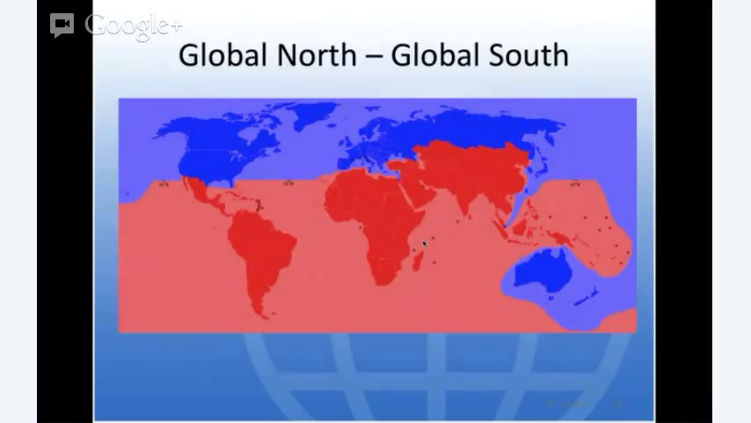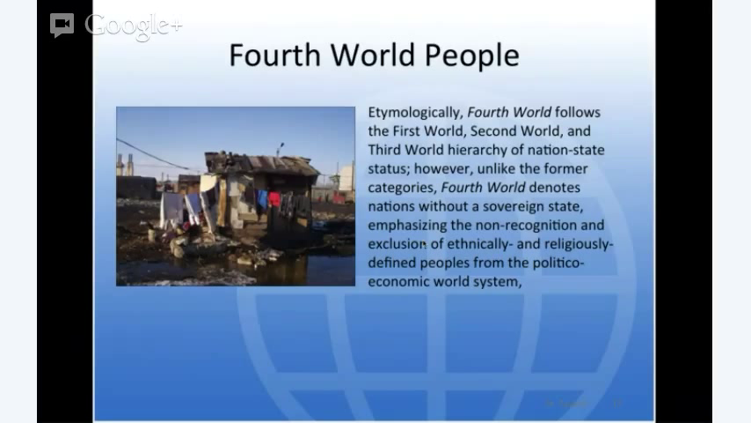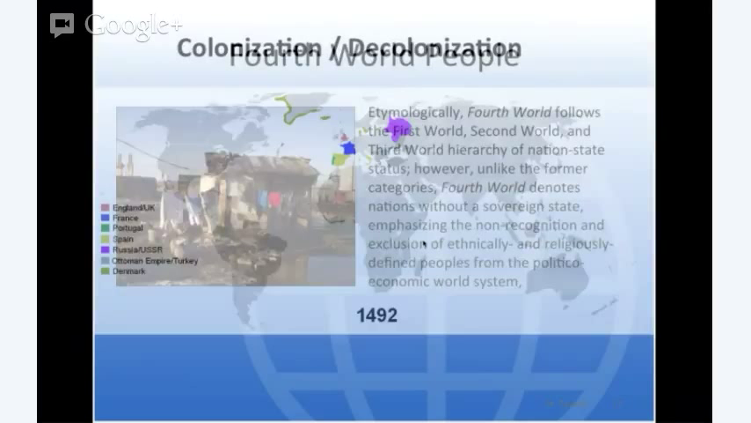So the global north and global south are dimensions that have substituted the old terminology of third world, second world, and first world. But some of the terminology, like fourth world, perhaps, is still in place because there are numerous pockets of extreme poverty within the first world or within urban situations and so forth.